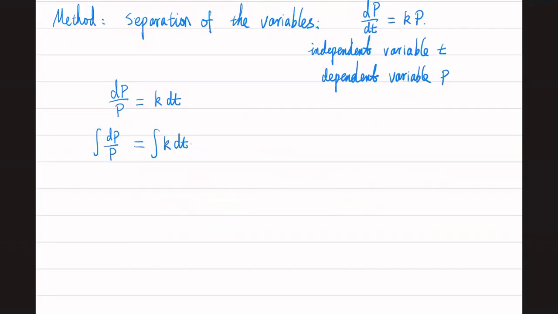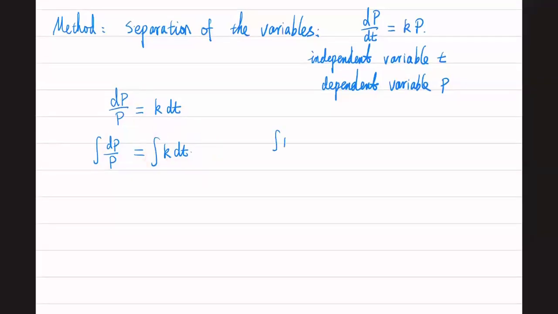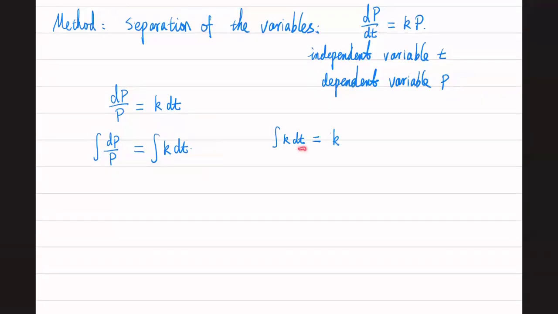Okay, Sophia, what's the integral of this one? k is a constant, dt. What's this? It's 0. That's the derivative. What's the integral? It's kx. In this case, we use the variable t. kt. kt plus c.